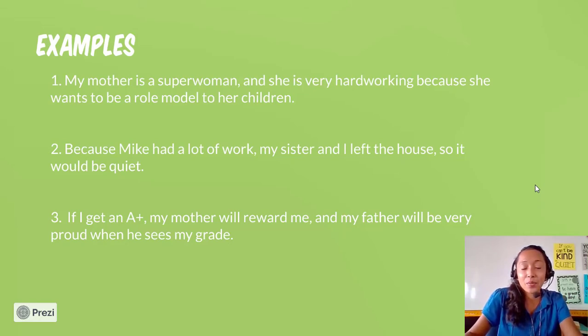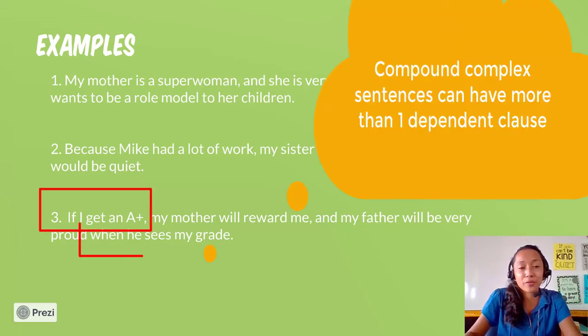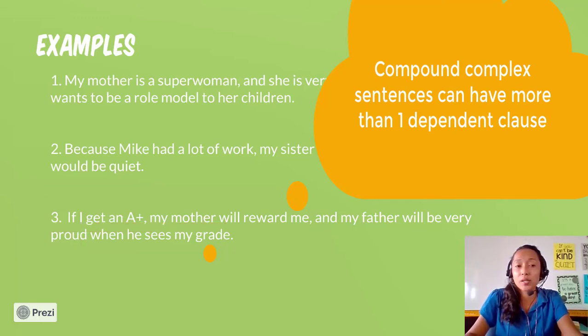If I get an A+ is a dependent clause, and when he sees my grade is also a dependent clause, making this together a compound complex sentence. So I provided the last example so you can see that the compound complex sentence doesn't always have just one dependent clause. It could have one or more.